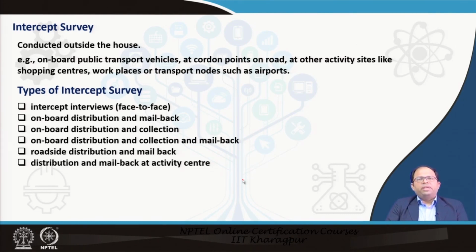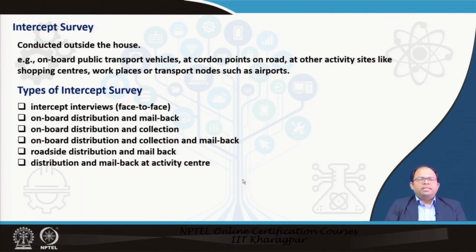So, for example, we are doing a survey of public transit. It is better to conduct the survey on board of the public transit vehicle so that we actually get public transit users. Or when we do surveys at the cordon points, it's better to survey there so that we get to know the people who are using those cordon points. And similarly, for shopping centers, workplaces, or transport nodes such as airports, we can do the surveys over there. So these are called intercept surveys.